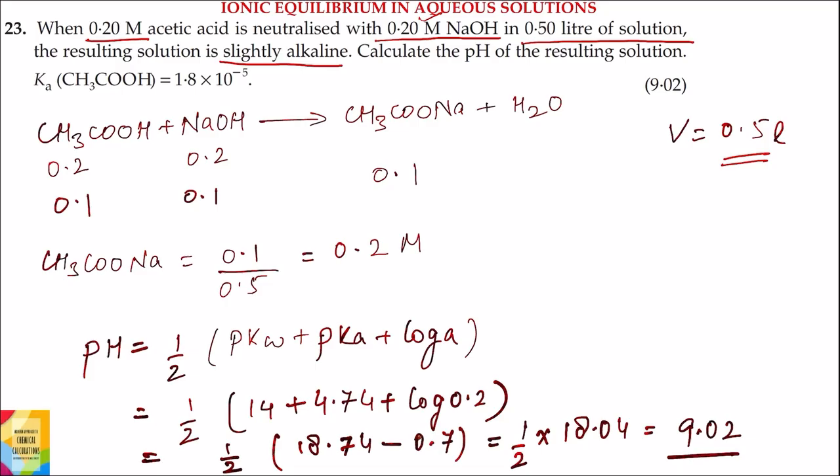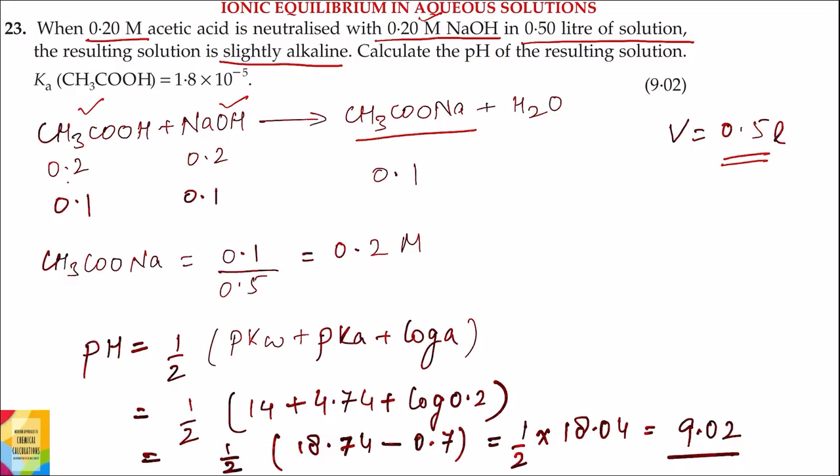Now, what happens when acetic acid is neutralized with NaOH? When acetic acid is neutralized with NaOH, sodium acetate salt is formed. Now, acetic acid is a weak acid, and sodium hydroxide is a strong base. From the stoichiometry of the equation, it can be seen that 1 mole of acetic acid reacts with 1 mole of NaOH to form 1 mole of sodium acetate and 1 mole of water.